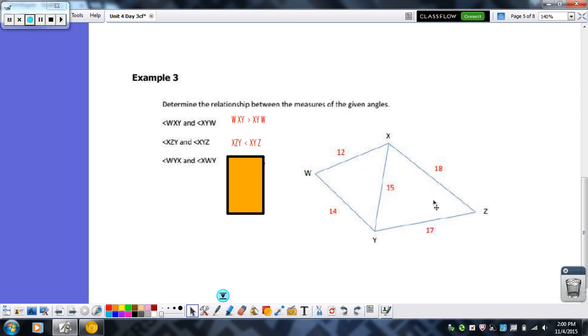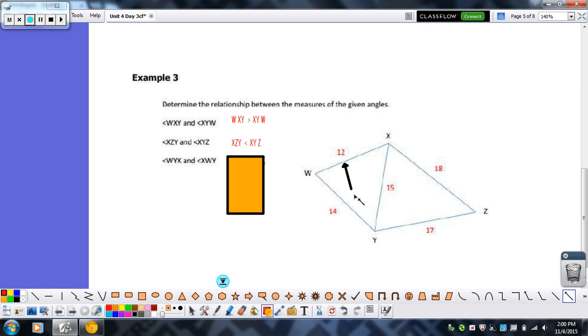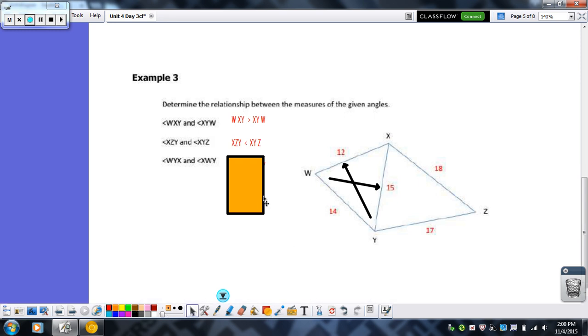And then the third one, WYX, which again is this angle that opens up to the 12, and XWY, which is this angle that opens up to the 15. Again, we know 15 is larger than 12, so we know that WYX is less than XWY.